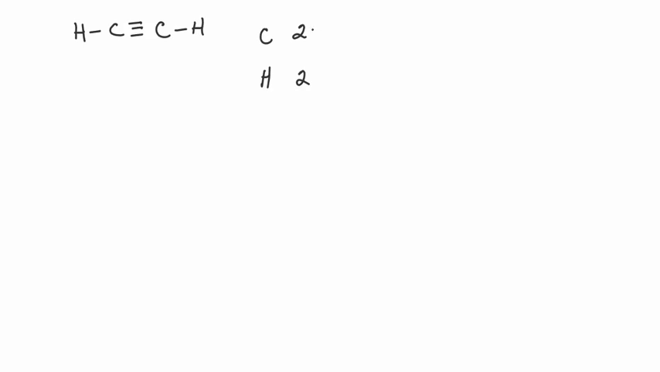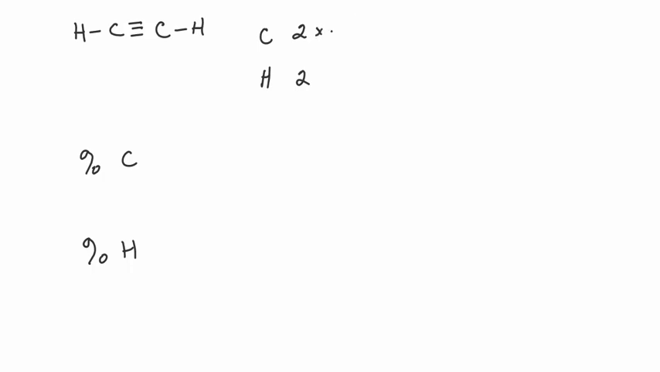Now here we need to find the formula mass. So if we're going to calculate the percent composition of carbon and the percent composition of hydrogen, we need to calculate how much mass each of these elements lends to the molecule, and we need to calculate the molecular mass.